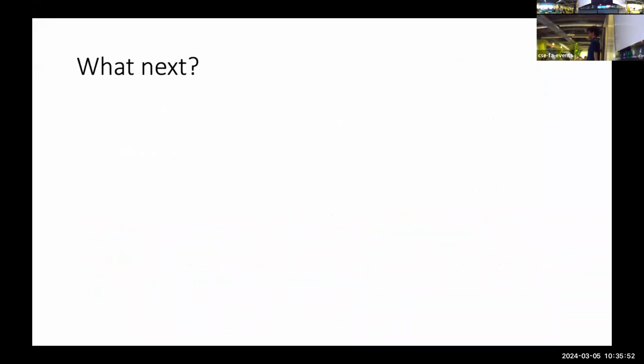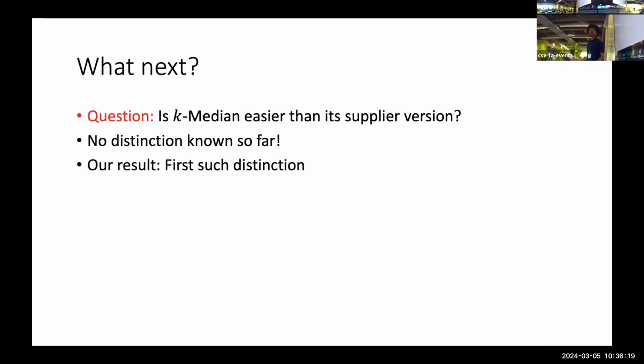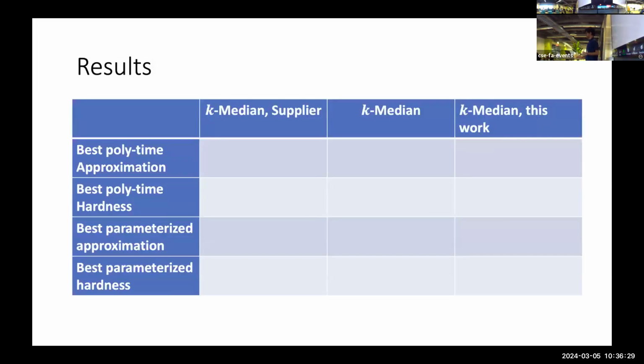So this brings us to the main topic of the talk, a very natural question: is k-median easier than the supplier version? Is it easier to approximate k-median as compared to the supplier version? Of course, for k-center, the same question was asked long ago, and it's been settled that 2 and 3 are the right approximation factors. So there is a strict separation in the k-center world. It's very natural to ask if the same thing happens for k-median, and no distinction is known so far. Our result tries to make the first progress towards giving such a distinction. So let's see what our results are and how they fit in the context of the existing work.